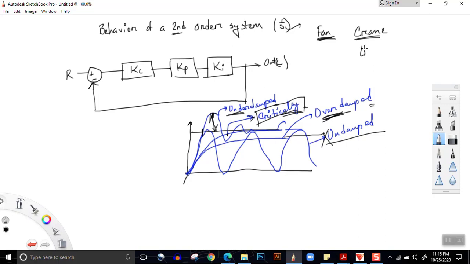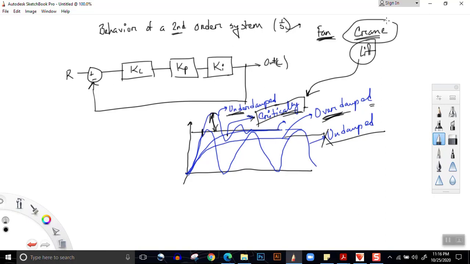Similarly, is the case of lift. We want safety first and we want speed later. So lift would be a perfect example of a critically damped system because we actually want some kind of speed in our lift as well, and stability is also an issue. So in case of lift, we are more inclined towards designing a critically damped system.